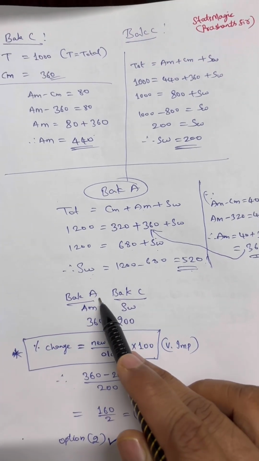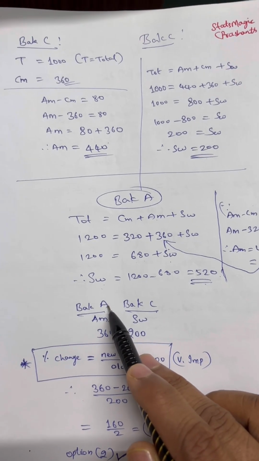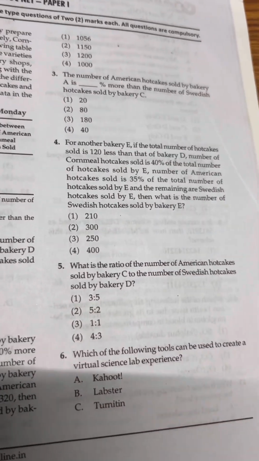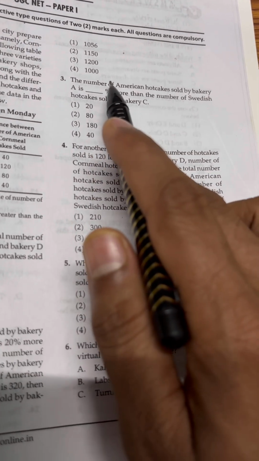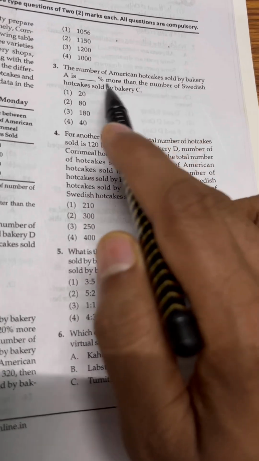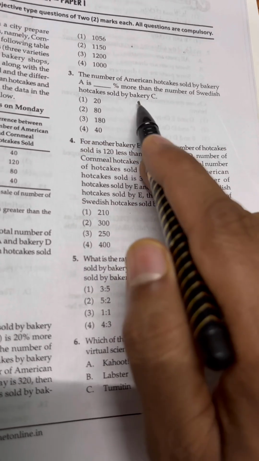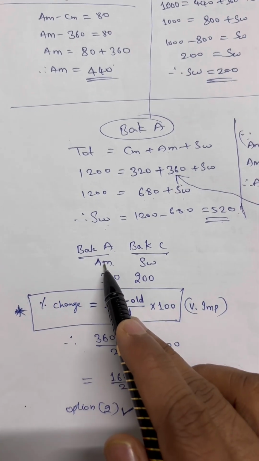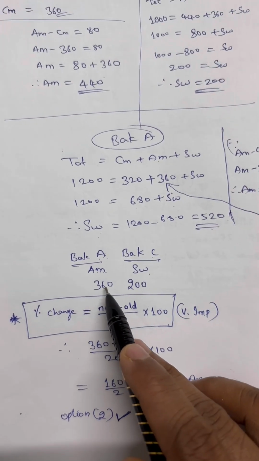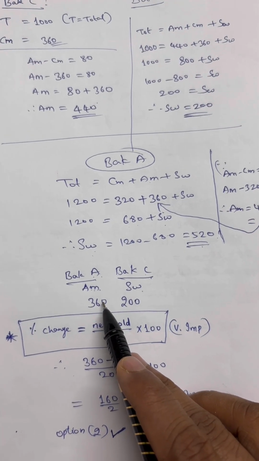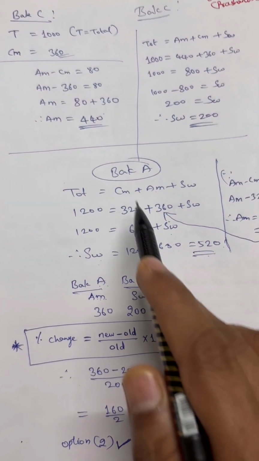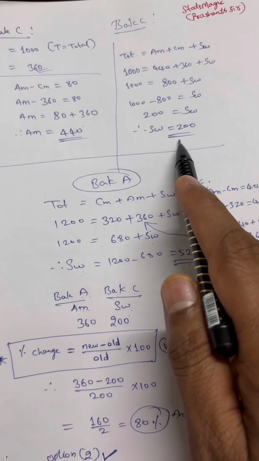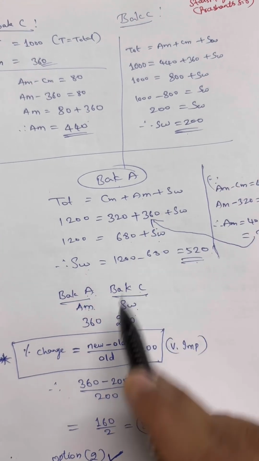Now what we need: bakery A, bakery C. American hotcakes sold by bakery A, and Swedish of bakery C. Look at the question once again. You should not confuse which bakery they are asking about and which hotcakes they are asking about. American hotcakes of bakery A and Swedish hotcakes of bakery C. So you have to write it like this: bakery A American, bakery C Swedish. American of bakery A is 360. Swedish of bakery C is 200. So this we need to find.